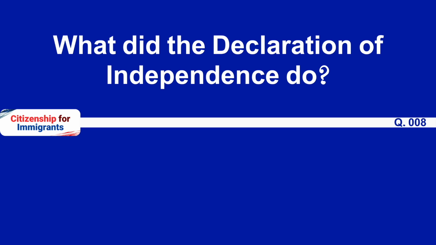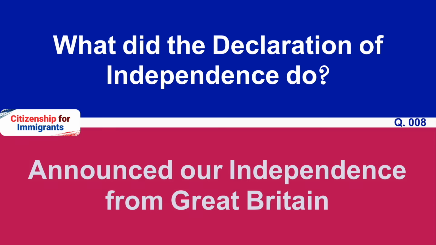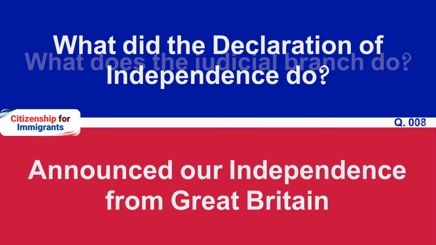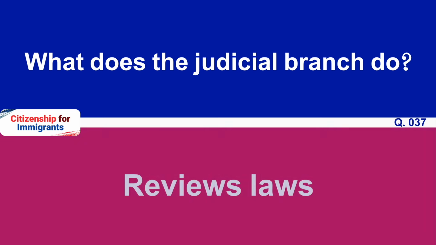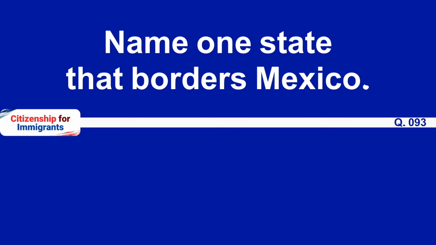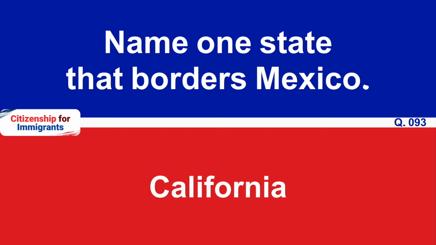What did the Declaration of Independence do? Announced our independence from Great Britain. What does the judicial branch do? Reviews laws. Name one state that borders Mexico. California.